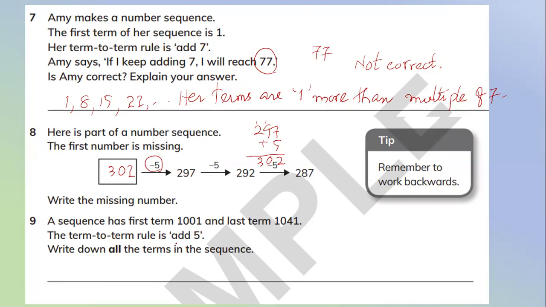Number 9, a sequence has first term 1001 and the last term 1041. The term-to-term rule is add 5. Write down all the terms in the sequence. So let's start from 1001, add 5, 1006, 1011, 1016.